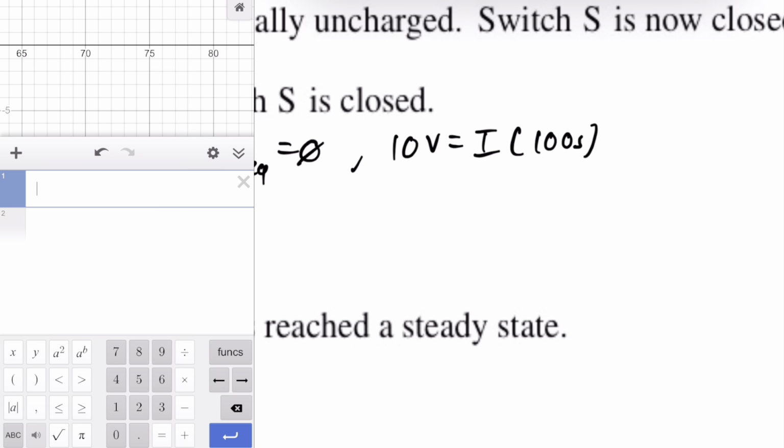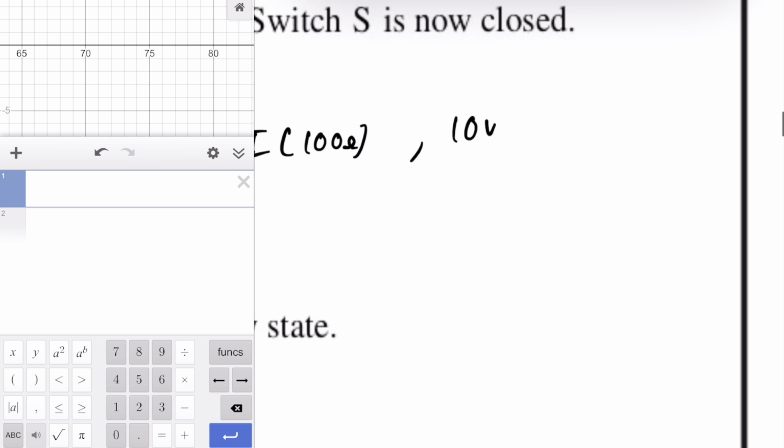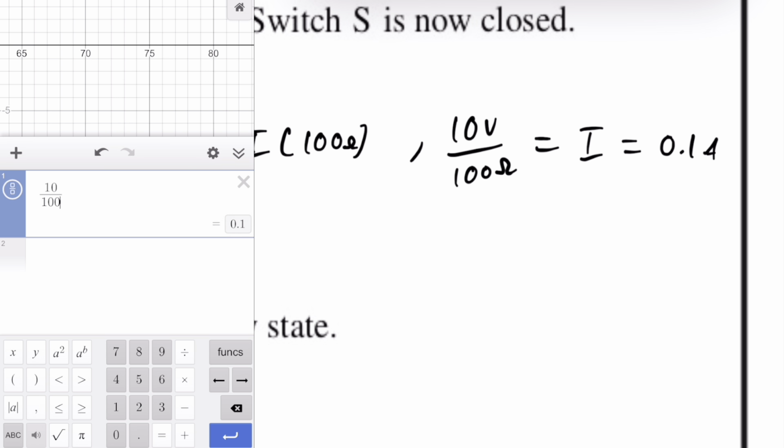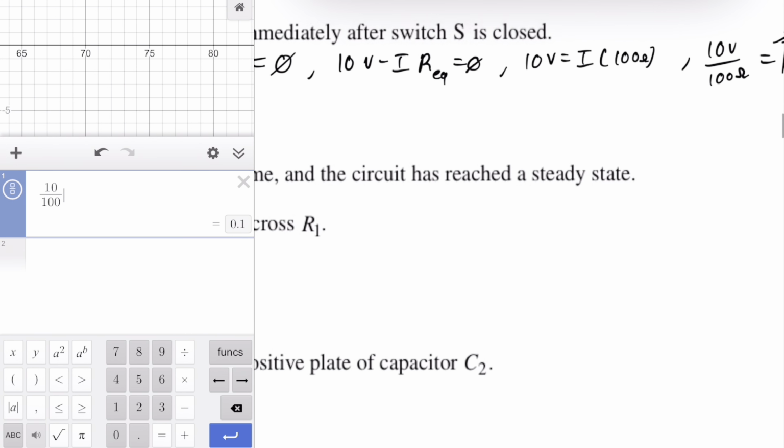So now, 10 volts divided by 100 ohms will give me my current, which is equal to 0.1 amperes. Now I could consult Desmos for that, and I actually will. So there's 0.10 or 0.1 amperes. Bam. The current across R1 is the current across the entire resistor network, because the equivalent current is the current of any resistor that's in series. That's just how circuits work.